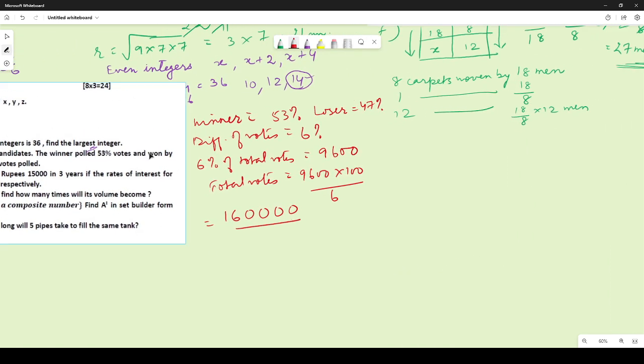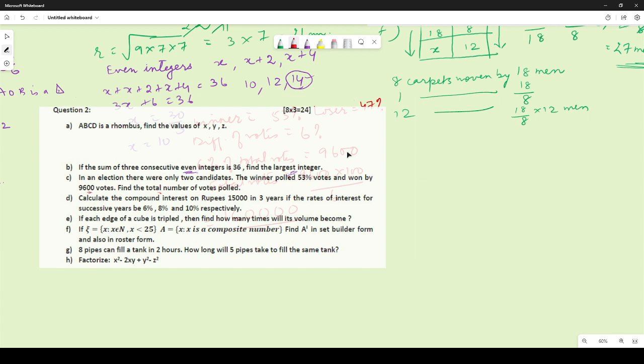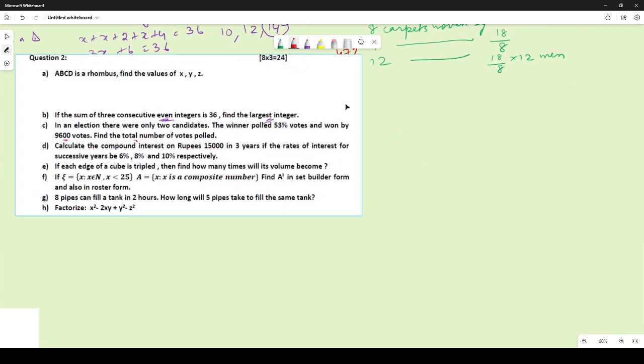Now let us move on to the next question, which is a compound interest question. Calculate the compound interest on rupees 15,000. So what we have is principal is equal to rupees 15,000, and for the successive years the rate of interest is 6%, 8%, 10% respectively. So now let us use the formula.